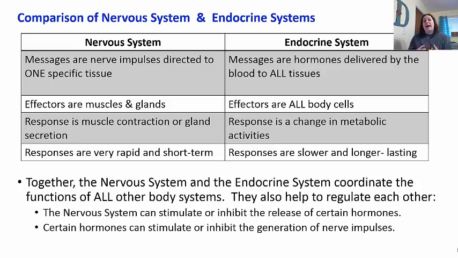In our bodies, we have this. The nervous system is constantly in communication with the endocrine system and vice versa. So the nervous system can stimulate them to release a hormone, or actually inhibit the release of a certain hormone if it needs to. However, certain hormones can also stimulate or inhibit nerve impulses. So we see that they're going to work together to help maintain homeostasis, but they can also help keep each other in check as well.